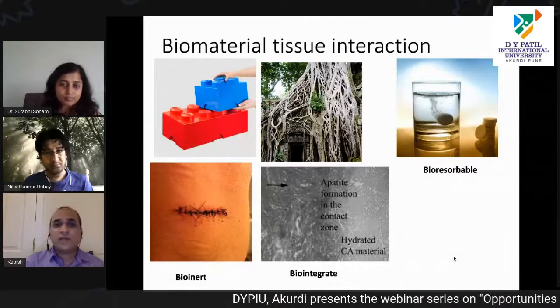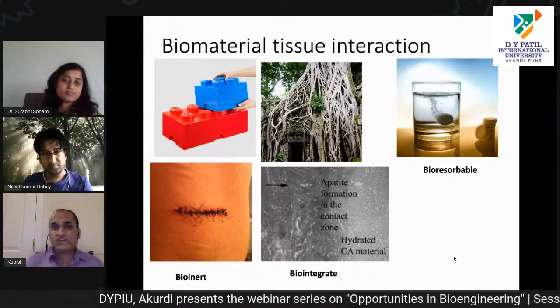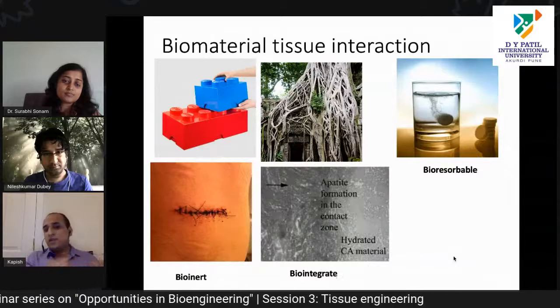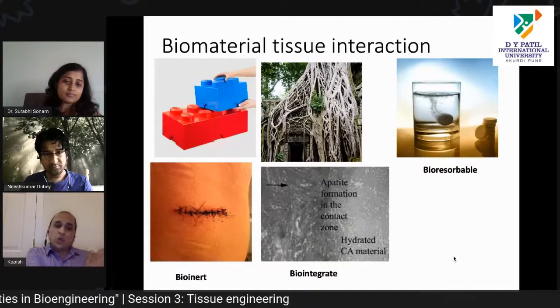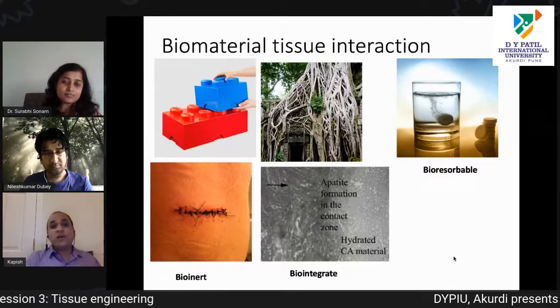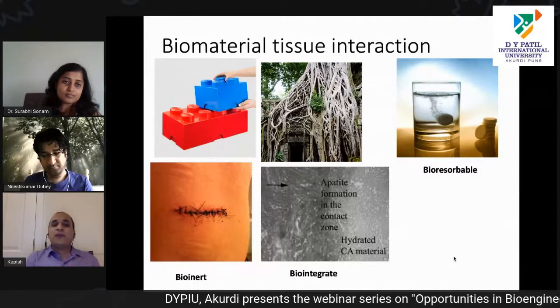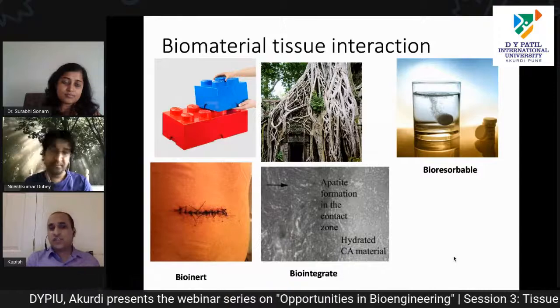So just to give you a brief background of how this biomaterial can interact with the tissue, one method could be just a passive interaction, for example, like a suture. It is just there to hold the tissue. It's mostly inert, and it doesn't have any biological function except for sealing the thing.